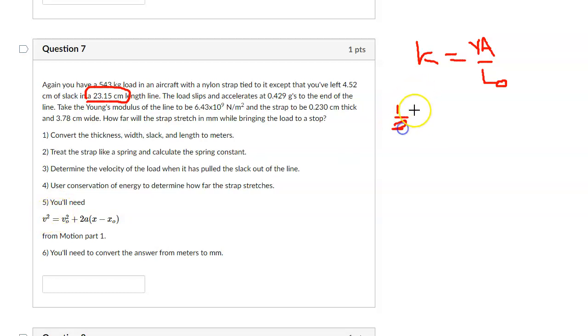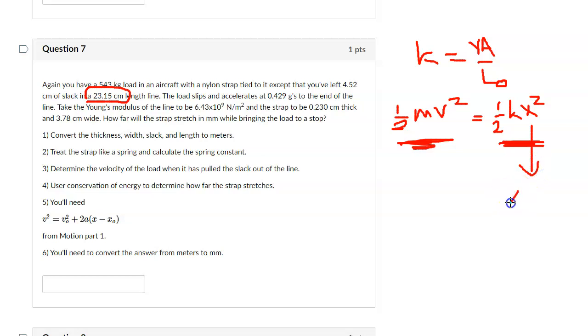1/2 mv squared, and so that's our velocity from down there, equals 1/2 kx squared, which is the energy you end up putting in. This is the kinetic energy you have. All that kinetic energy is going to get converted to potential energy in the strap as you stretch it out. And what is that x? That x is, in fact, the delta L we're after. That's the change in length we're after.